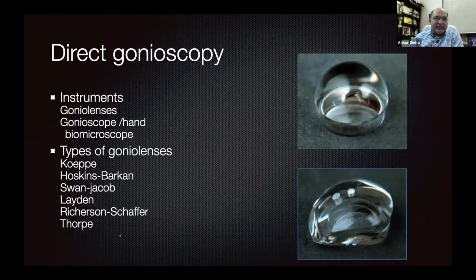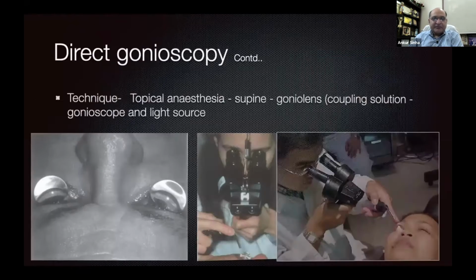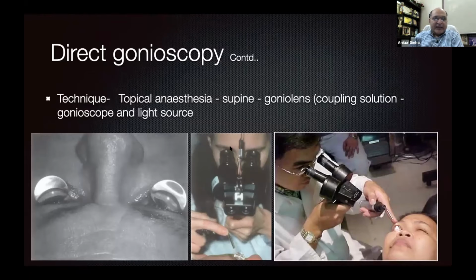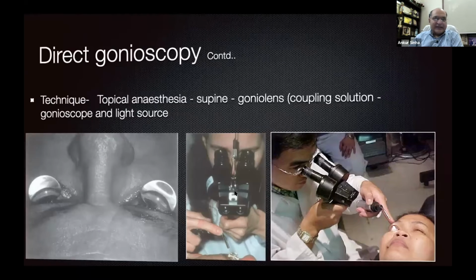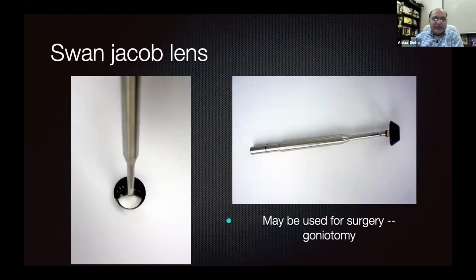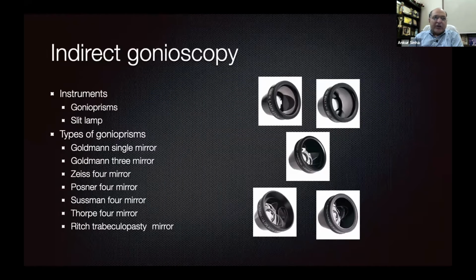Now, there are various types of gonio lenses which can be used. In this technique, we put the patient under topical anesthesia in the supine position, place the gonio lens with coupling solution over the patient's eye, and through the light source and a handheld biomicroscope, we have direct visualization of the angles. This is a Swan-Jacob lens, which can be used under the microscope and even for surgeries.